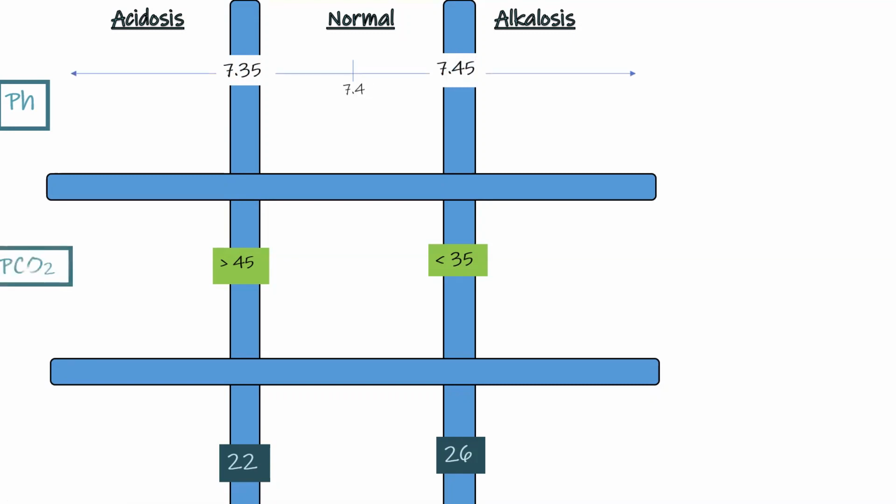The second row is going to be carbon dioxide, a molecule produced by the respiratory system. Normal ranges are anywhere from 35 to 45. When higher than 45, that indicates a state of acidosis. Less than 35 indicates a state of alkalosis.